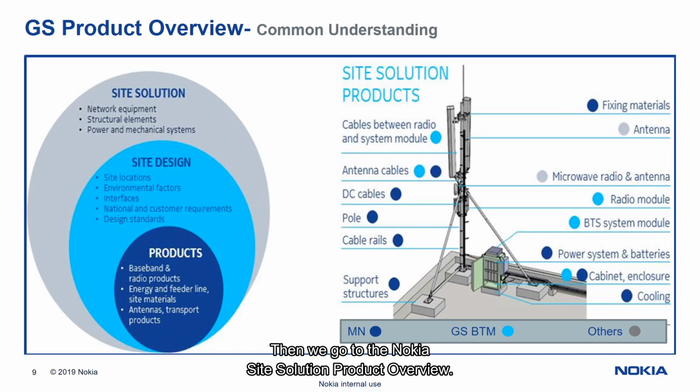Then we go to the Nokia Site Solution Product Overview. The site solution definition is that the site solution includes network equipment, structural elements, power and mechanical systems, then site design, site locations, environmental factors, interfaces, national and customer requirements, and design standards. Then, the actual products cover baseband and radio products, energy and feeder line, site materials, antennas, and transport products. So, you can see here on the right-hand side that the Nokia portfolio covers the complete site solution, all the way from the cables, cooling solutions, batteries, and power solutions to the base stations and antennas.